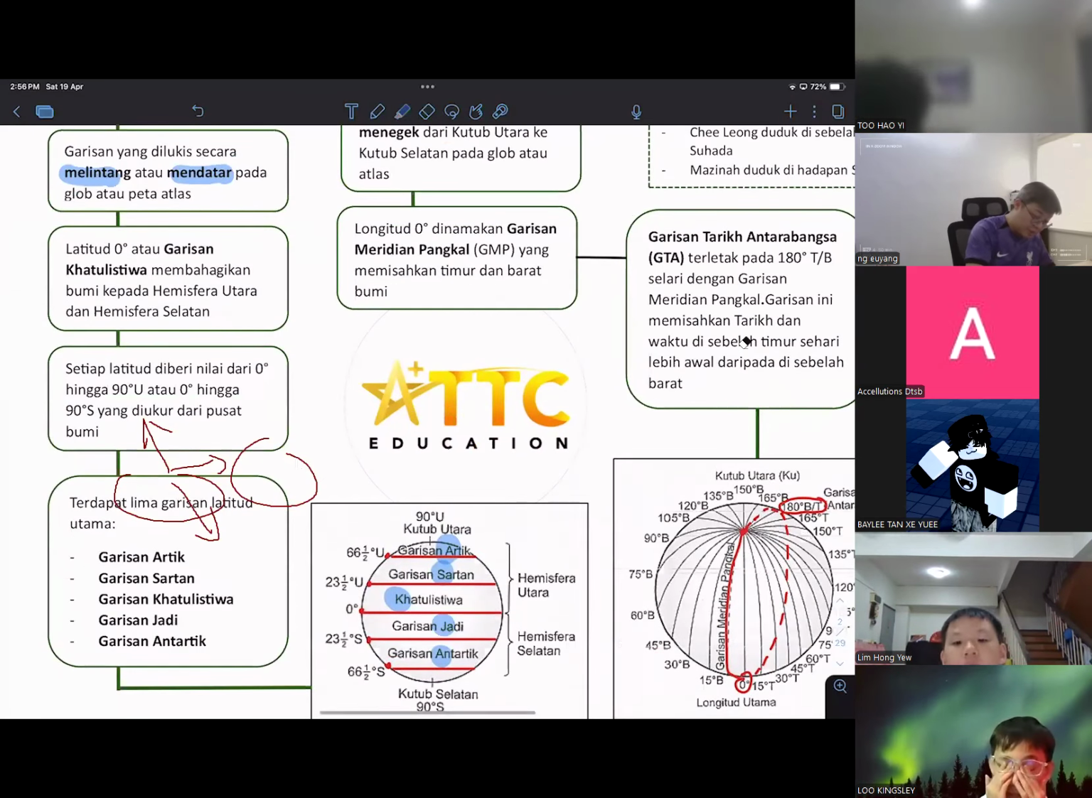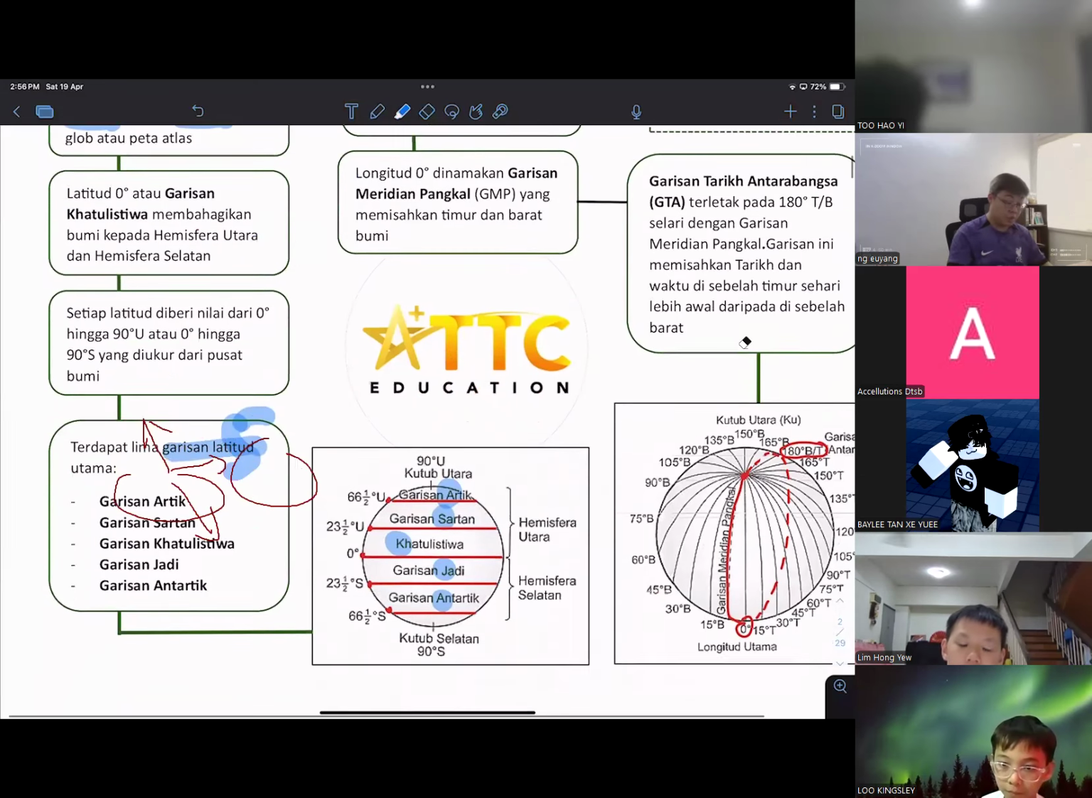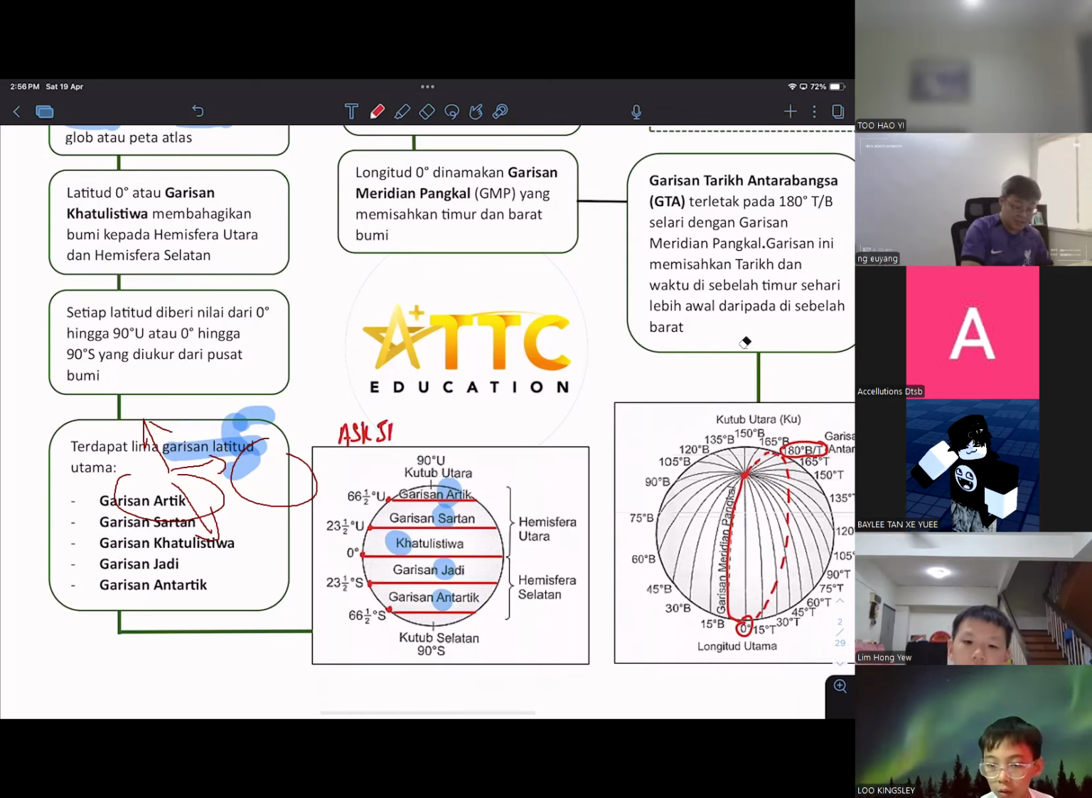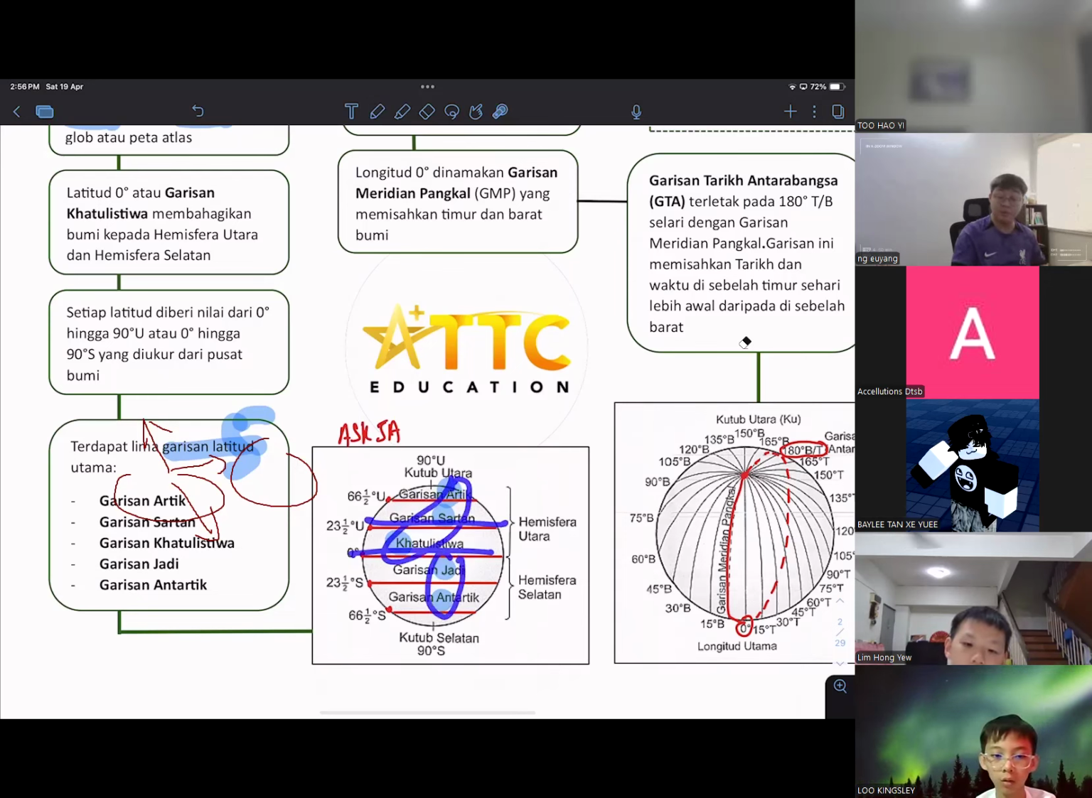Yeah, 5-ish. 5 garisan latitude. So that's why, as a motto for my students, whenever you find anything you don't understand, you try to ask immediately. So just try to ask ja. The ask ja, ask sahaja, which is your article first, and then satan khatulistiwa. So this is your ASK, ask. So JA is sahaja punya ja.